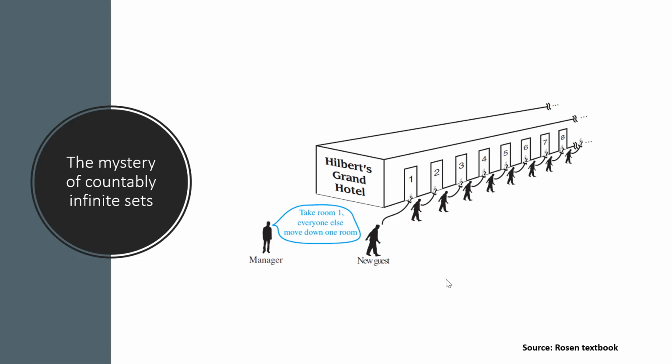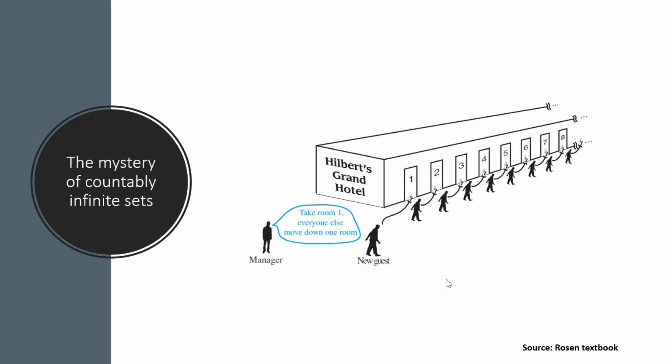The mystery of countably infinite sets. We now describe a paradox that shows there's something impossible. We'll not prove anything here, but it is an interesting way to understand the notion of countably infinite sets. With infinite sets, things may be possible that are not possible with finite sets.